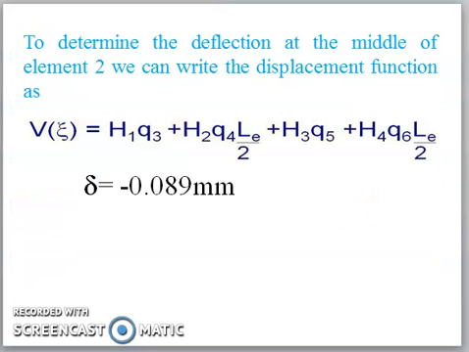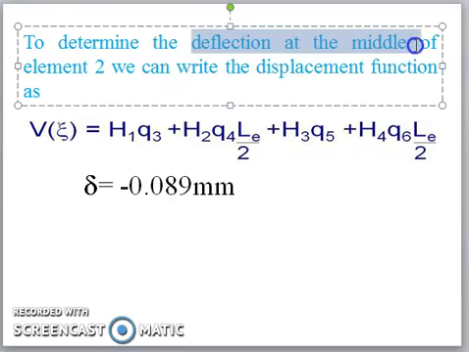We can also determine the maximum deflection at the middle of the element. We can write displacement as h1 q3 plus h2 q4 Le by 2, plus h3 q5 plus h4 q6 Le by 2. We have the Le value and we know the deflection values, so we will get the deflection at the midpoint. The deflection at the midpoint is minus 0.089 mm.